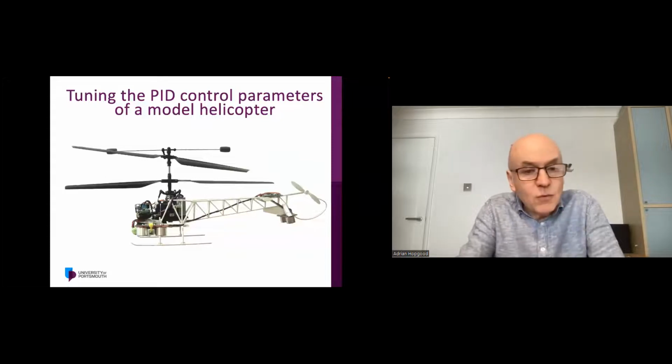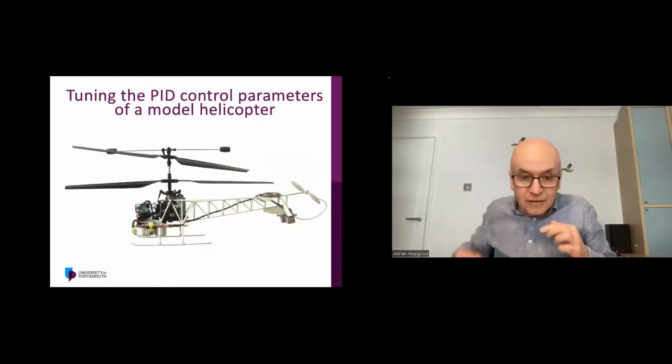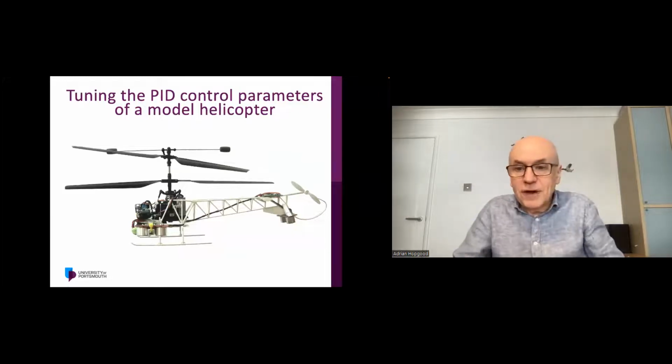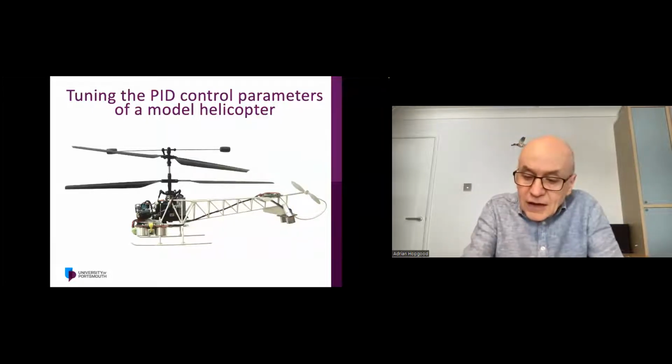Just want to show you another example now, a bit more practical. That was very conceptual. Now, a practical example: tuning the parameters of a model helicopter like this one. Now this helicopter is controlled by a so-called PID controller. That's proportional integral derivative control. And that has a number of parameters to adjust. And it's effectively a tuning problem to adjust those parameters.